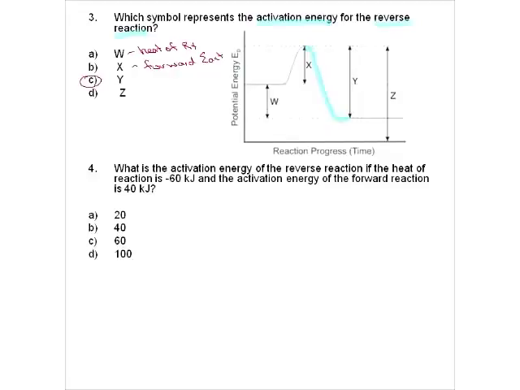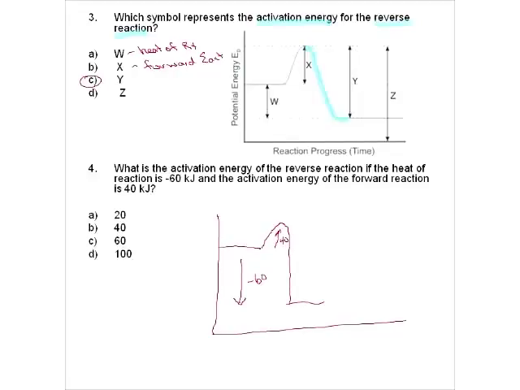Okay, number 4, it says, what's the activation energy of the reverse reaction if the heat of reaction is minus 60 and the activation energy of the forward reaction is 40? So I'm just going to draw a quick little graph here. And I'm saying I'm going to go forward. The heat of reaction is minus 60, so I know that that's going to be released here. So it's going to be a graph that looks like this. And it says the activation energy forward is 40, so that's going to be a bump that goes up. And this bump going up here is going to be 40.